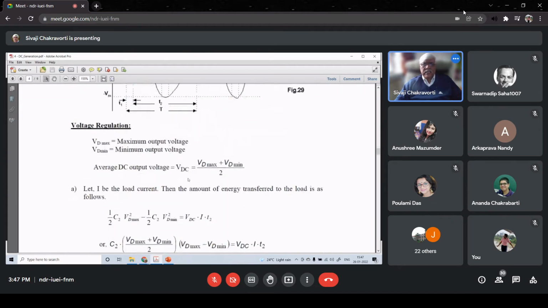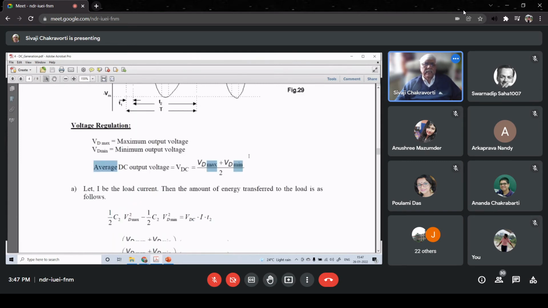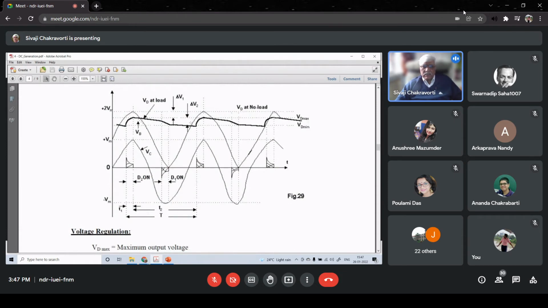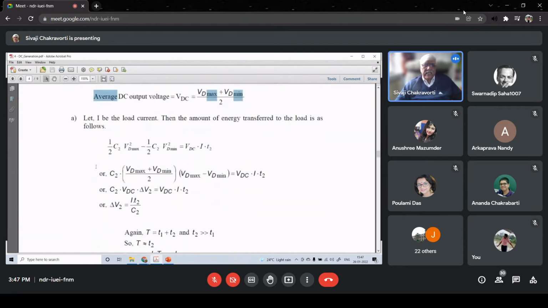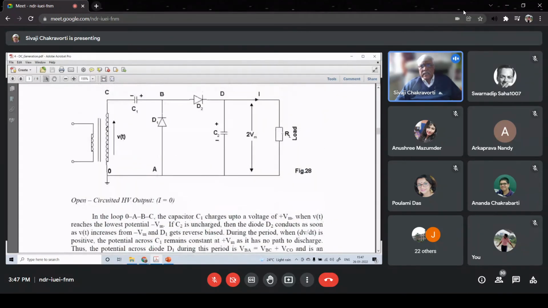So therefore, if we find out the expression, what is the average DC output voltage? I have already said (VD max plus VD min) by 2. In the diagram on the right side, you can see VD max is the peak value of the output voltage of C2. VD min is the lower or minimum value. Now we try to find out what are these two voltage differences, del V1 and del V2. So first we say that let I be the load current. Load current means the current flowing through the resistance RL. This is the load.